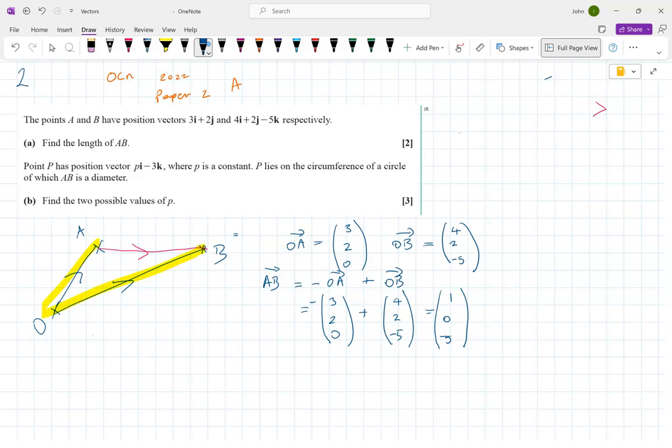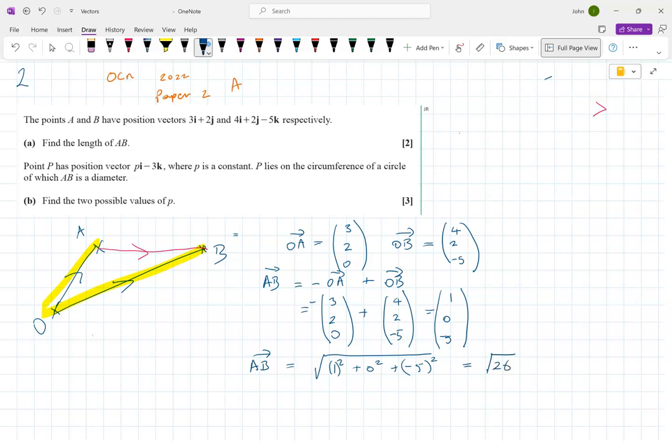You don't need to write this all out if you don't want to. I just think it's useful in terms of more difficult problems that might require more reasoning with vectors. And so we're finding the magnitude of this, which is the square root of the squares of these components added: 1 squared plus 0 squared plus minus 5 squared. Make sure we bracket that, which is the square root of 26.